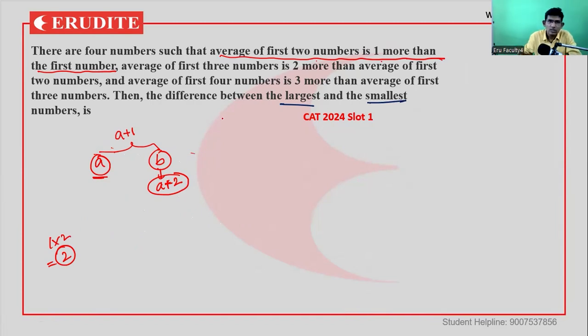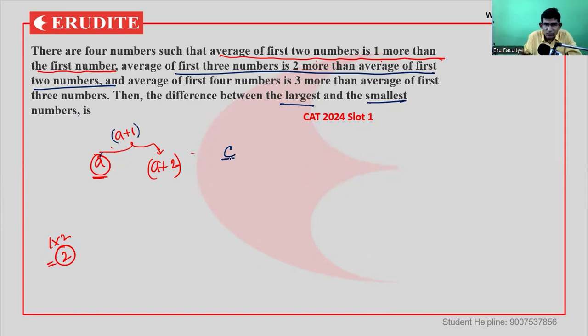Okay. So I can say, in other words, the second number must be A plus 2. Now next, the third number. Let's assume for the time being the third number is C. Now it says the average of the first 3 numbers is 2 more than the average of the first 2 numbers. Okay. Now I know that the average of the first 2 numbers is A plus 1.